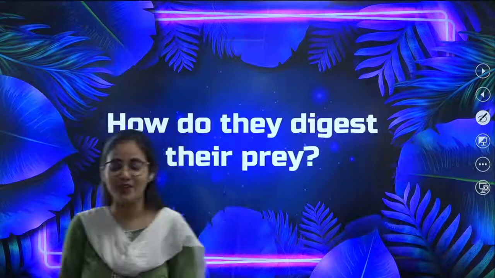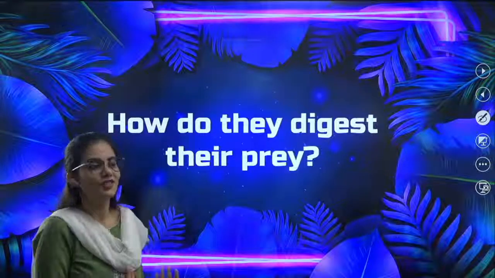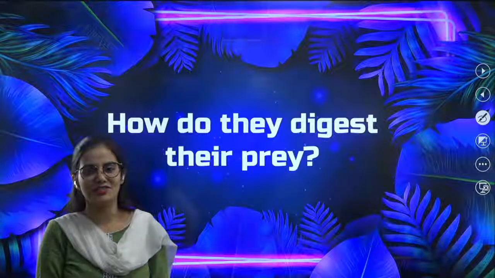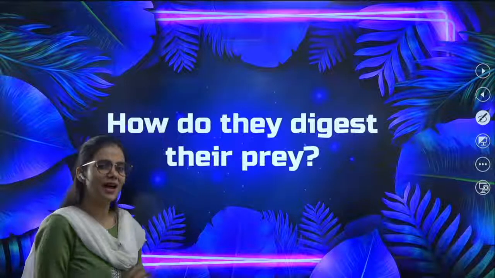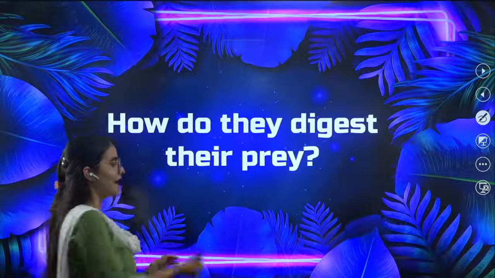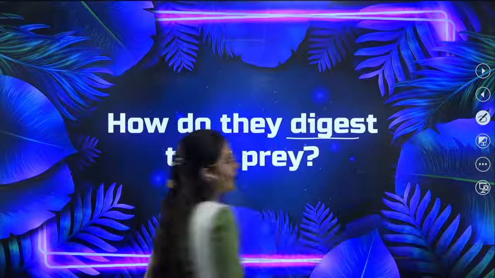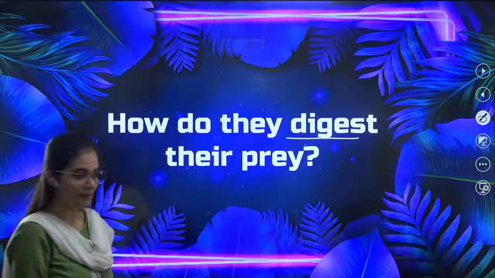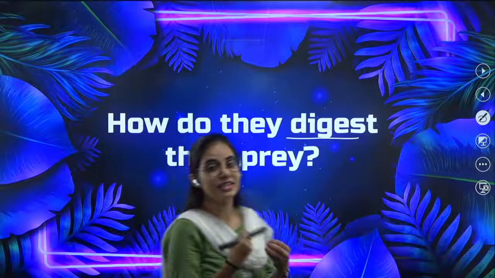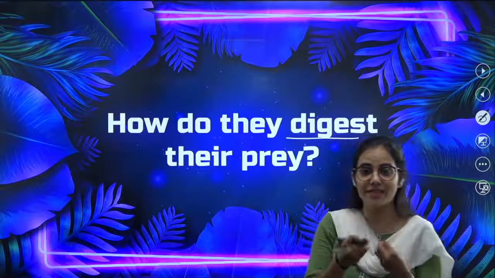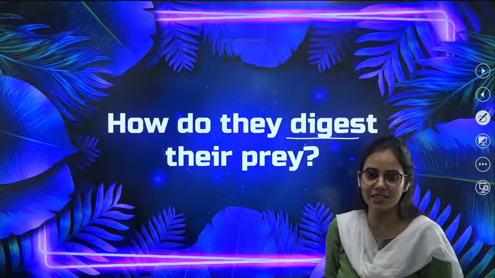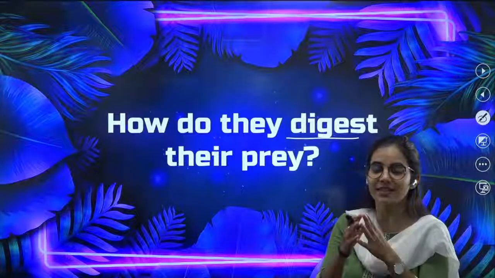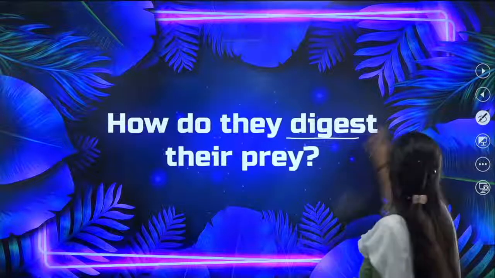Now, how do they digest their prey? That's also a very interesting question. We digest our food because we have the digestive system, right? So how do these plants digest their food? Okay, the answer is very simple, and I told you that when we were discussing the pitcher plant. If you remember, they have digestive enzymes, right? So digestive enzymes are secreted, which allows the digestion of their prey.